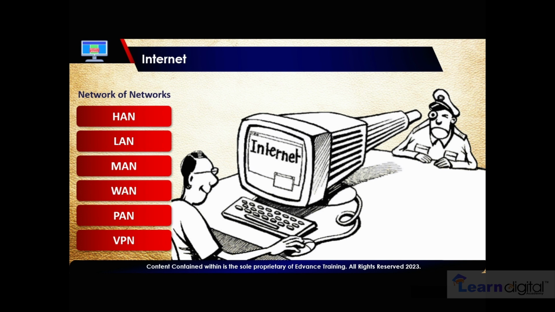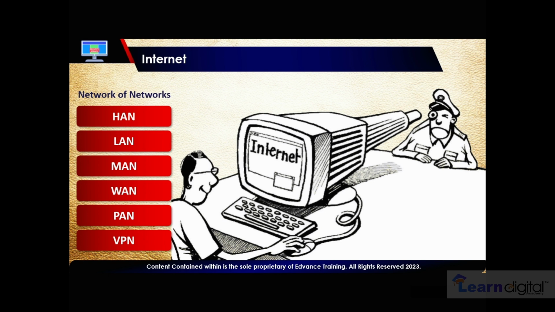The second is local area network. So the network that connects devices within a limited geographic area such as home, office or school. And LANs are typically used to share resources like printers and files between the devices, right?